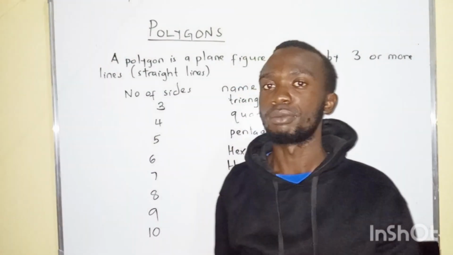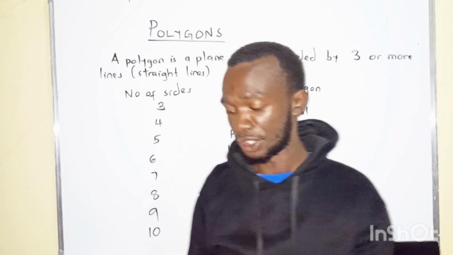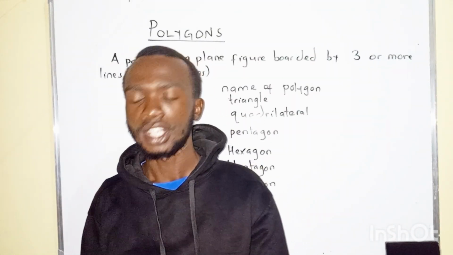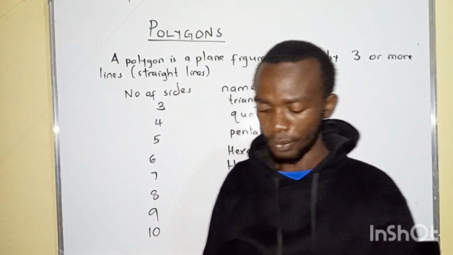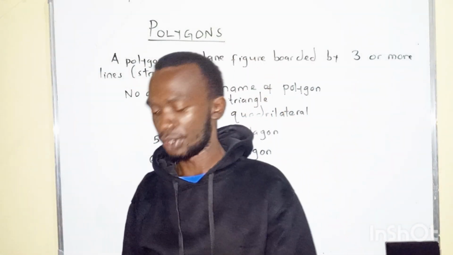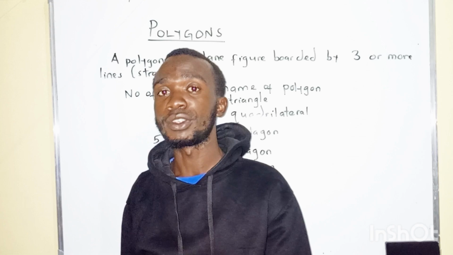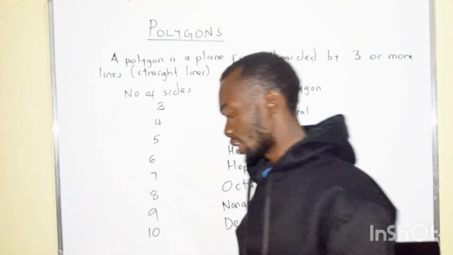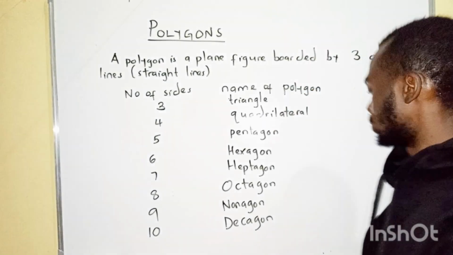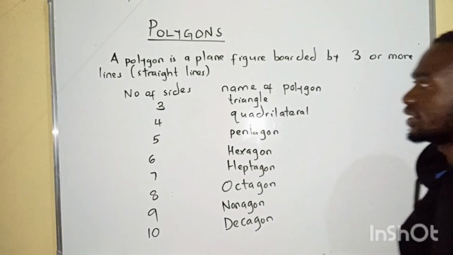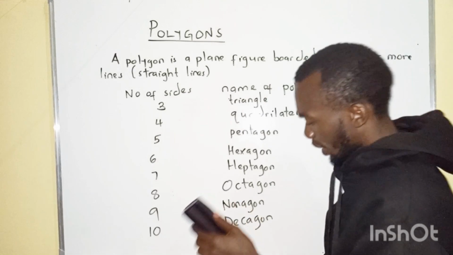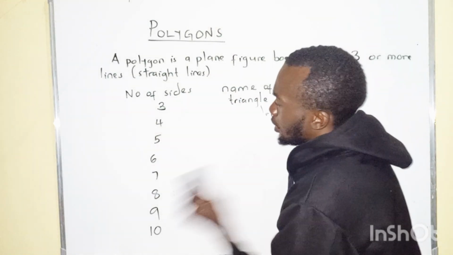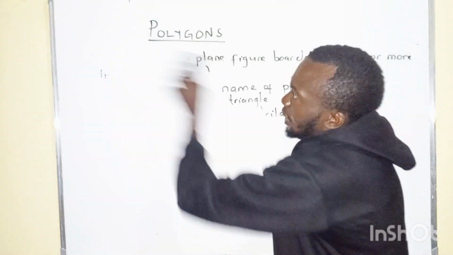So you can have a polygon with more than 10 sides. The polygon can even go up to 30 sides, even 40, even more than that. But for this tutorial, I'm just going to show you from the 3-sided polygon up to the 10-sided polygon. Now, without wasting a lot of time, let me talk about the triangle.